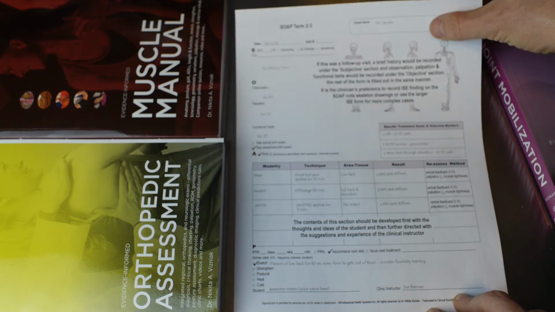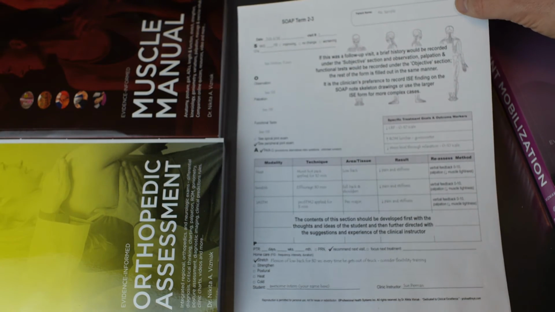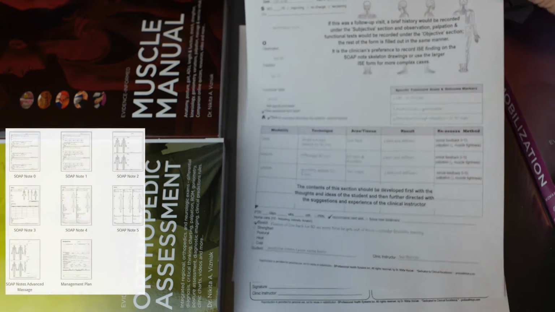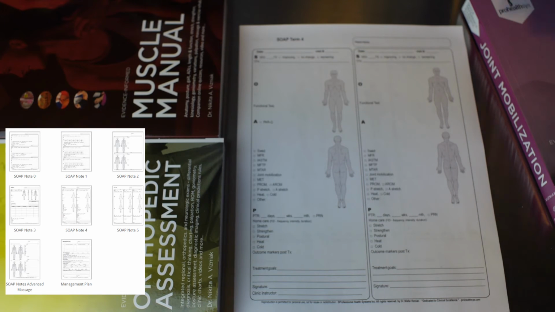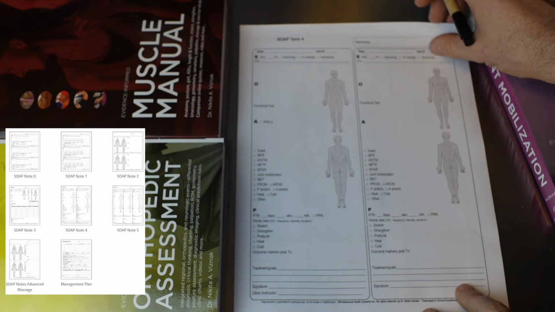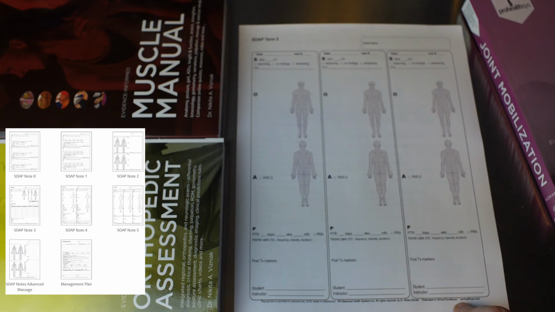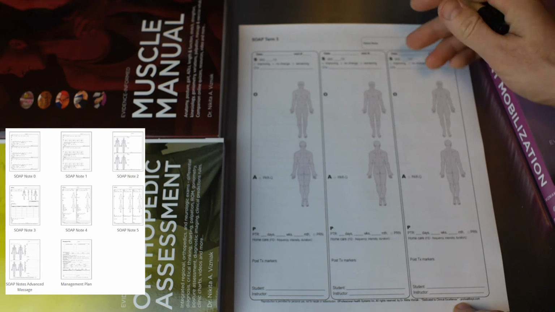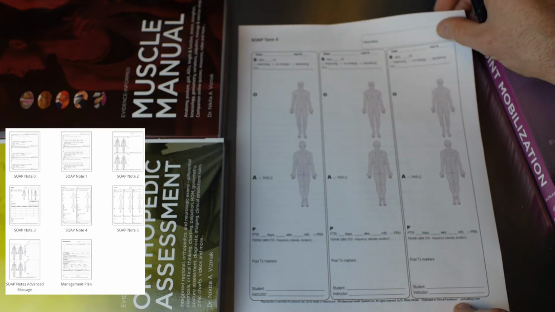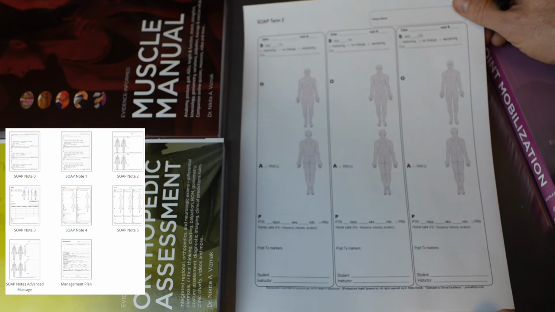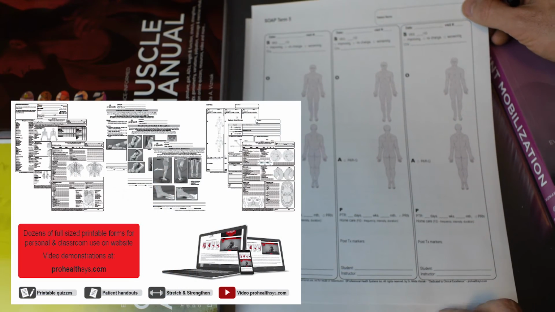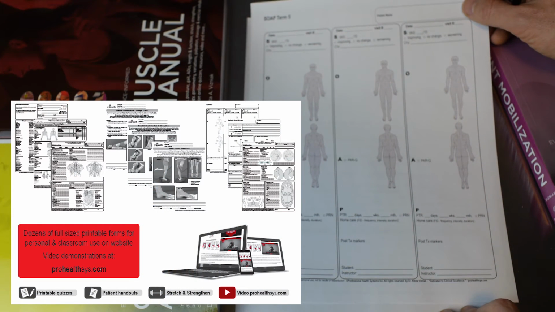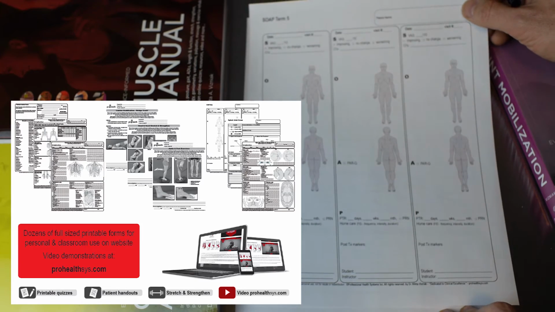For these SOAP notes, again, there's lots of variations. When you're first learning how to fill out SOAP notes, you'd fill out something like this. As you become more advanced, you might go into a SOAP note that's more like this. And then eventually, SOAP notes that have more space for you to write, cover more visits on a single page. And again, all of these are available up on the website, as well as more advanced regional exam forms as well. I would strongly encourage you to go check those out.